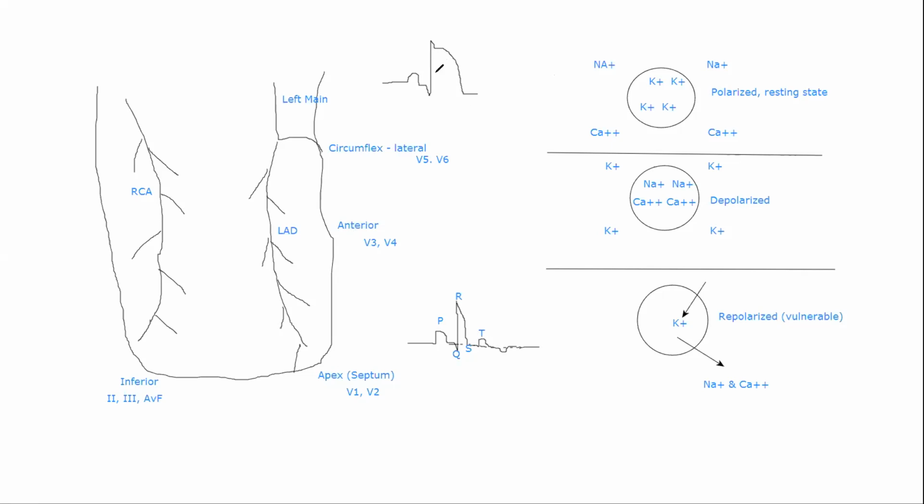But here I have the ST elevation, where instead of starting down here where it's supposed to, it's starting way over here. We said we call that a fireman's hat, right? That indicates ischemia to the point of injury.